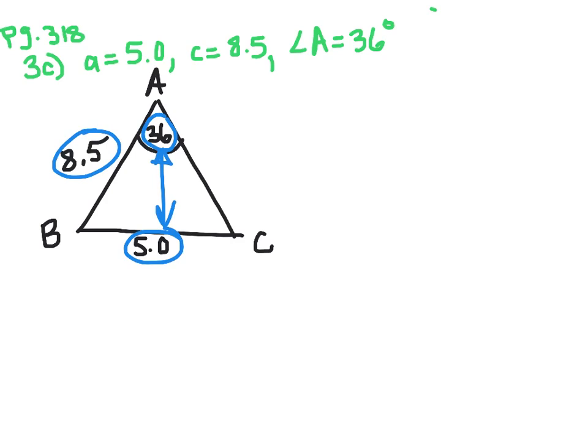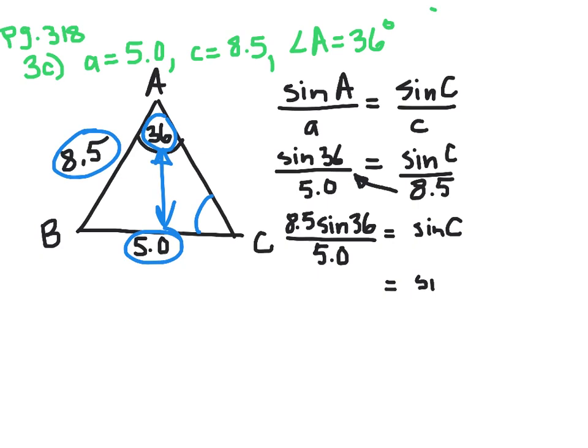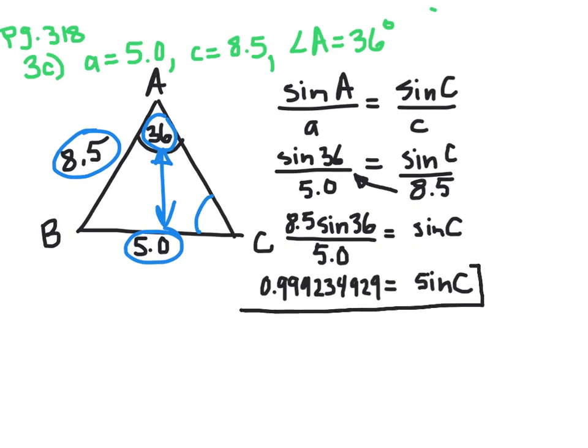I have big A and little a, and I have little c, so I'm going to find big C next. The way I would set up this sine law is, since I'm finding an angle, I put the angles at the top. Sine A over little a is equal to sine C all over little c. Plugging in all the appropriate numbers, I get this here. And of course, I'm going to cross multiply the 8.5. Then after cross multiplying, I'm going to leave the sine C alone here, and I'm going to simplify the left-hand side. So I get sine C equals this positive number.